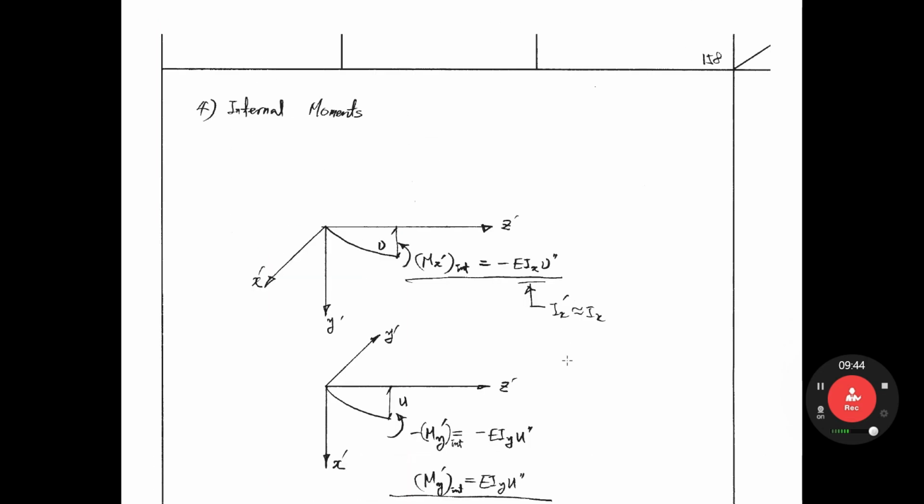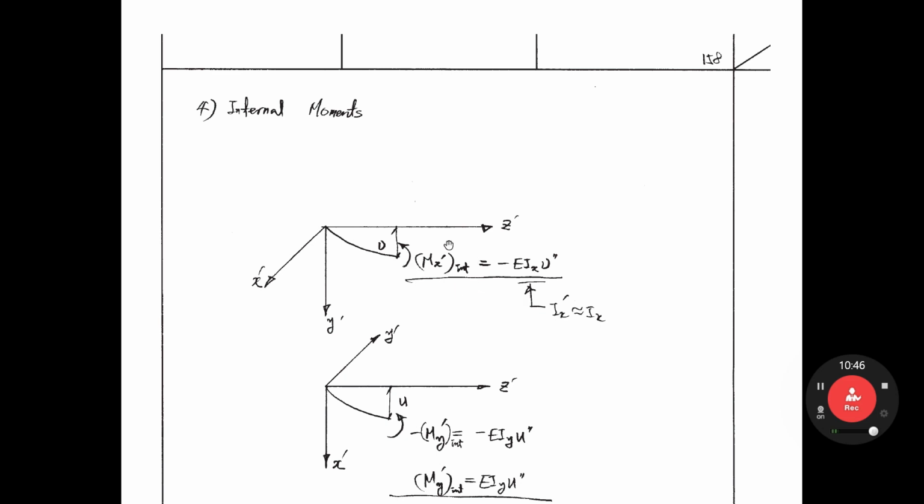So we have to calculate internal moment of local coordinate. So if you calculate internal moment also, then you can establish the equation. External moment is equal to internal moment. That is the procedure. So let's look at the internal moment corresponding to this local coordinate. So x, y, z, local coordinate. You have the displacement of v. That is the moment like that. Mx prime internal.